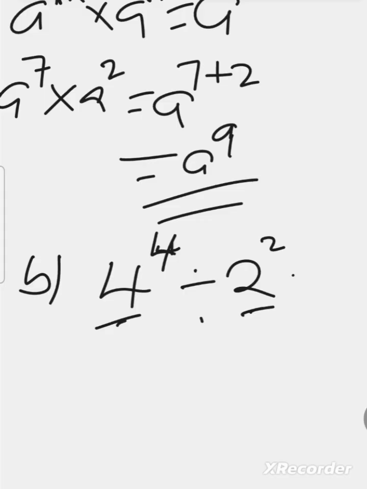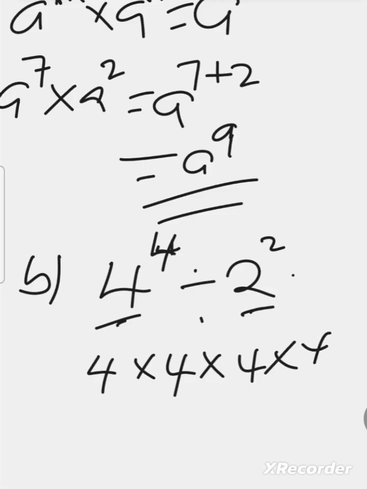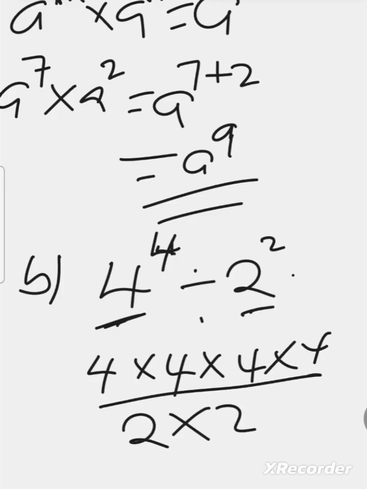So this we can do it as 4 times 4 times 4 times 4, because 4 power 4 means 4 multiplied by itself 4 times. We divide by 2 times 2. So 2 will cancel here 1, 2 will cancel here 2 times. So here 1, here 2. So we remain how many 4s? 1, 2, 3. So this is 4 power 3. And that is our answer in this case.